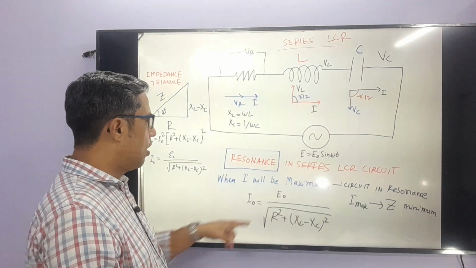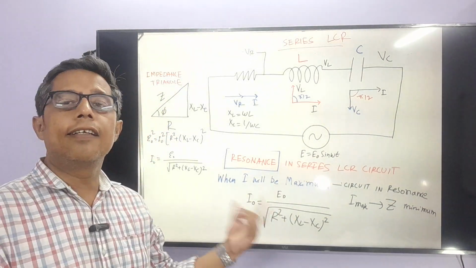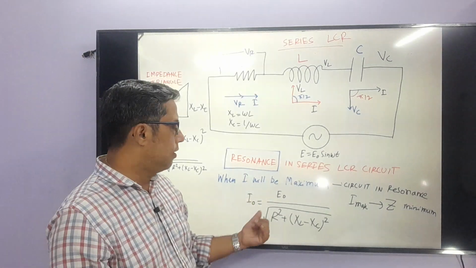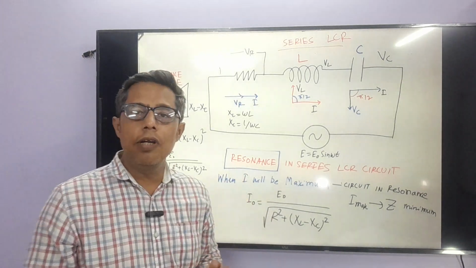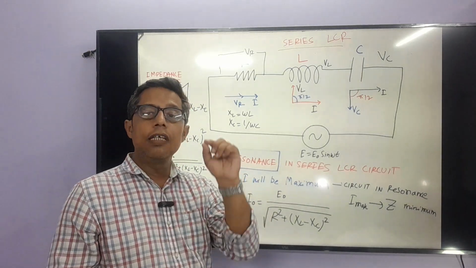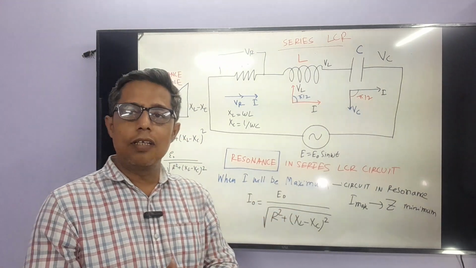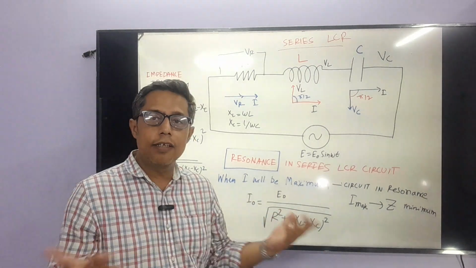Now resonance means what? In these equations, I need the maximum current, and that's the resonance. So I need the maximum current. I will be doing the tuning, maybe in a TV set or radio set, and I am reaching a frequency where XL and XC oppose each other. So the net result, XL minus XC, is 0.